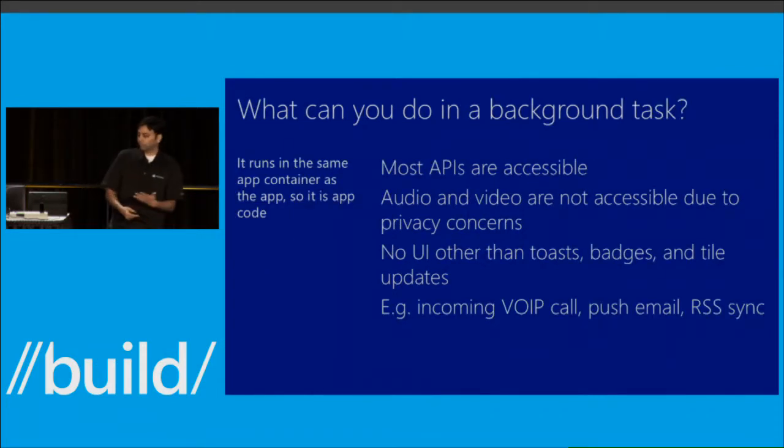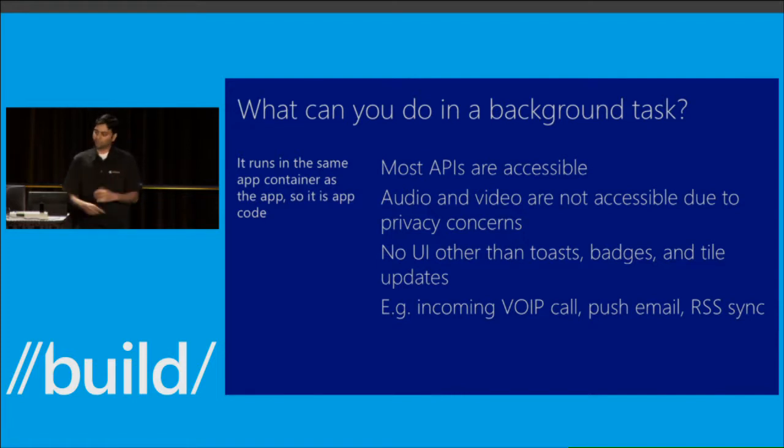So what can you do in a background task? Pretty much everything. A background task is just your own app code. There's nothing special about a background task. It runs within your app, the same app container as your app. It runs with the same user credentials. So whatever your app can do, whatever files your app can access, any capability your app has, the same capability exists with the background task. So there's nothing special in there.